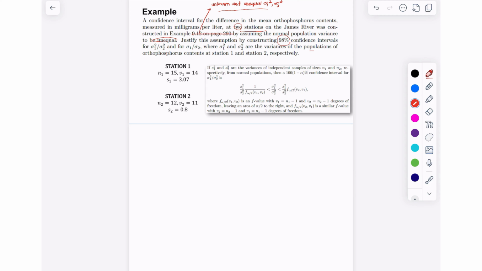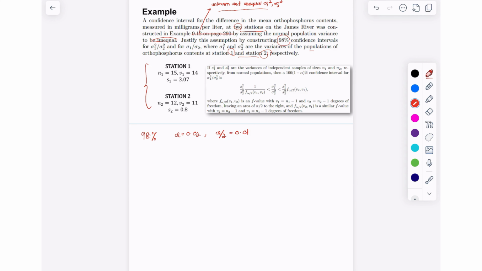Where sigma 1 square and sigma 2 square are the variances of the population of orthophosphorus contents at station 1 and 2 respectively. I have extracted the information. We have 2 stations, we have 2 samples, so we have 2 degrees of freedom, and also we have 2 standard deviations from the samples. We want a 98% confidence interval, so alpha is 0.02 and alpha over 2 is 0.01.